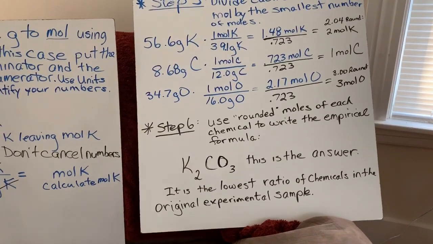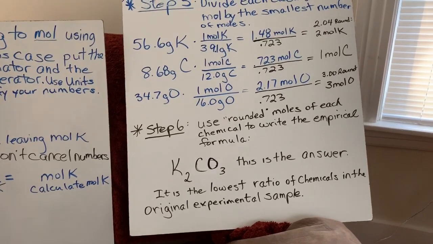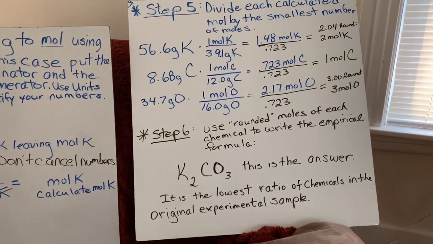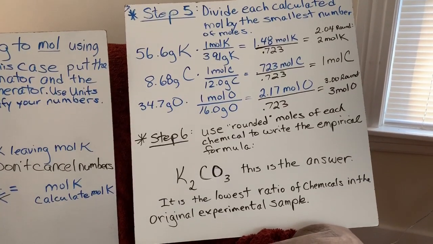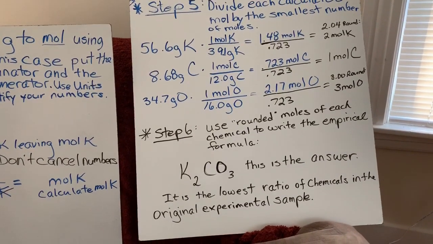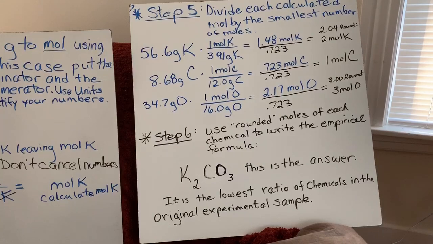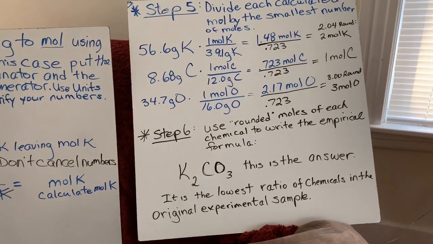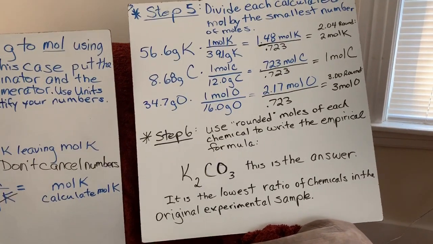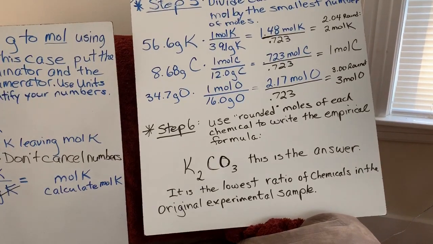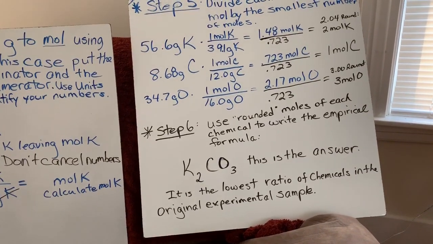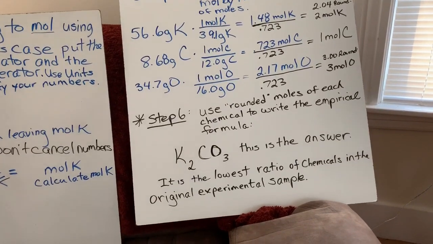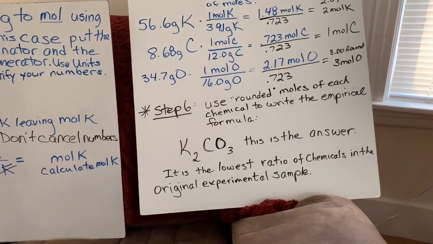So the last step will be, we will use the rounded moles of each chemical to write the empirical formula. In this case, it will be K subscript 2, C, O subscript 3, and this is your answer. So some of you may say, oh, that looks like potassium carbonate, and you would be right. This is the lowest ratio of chemicals in the original experimental sample.